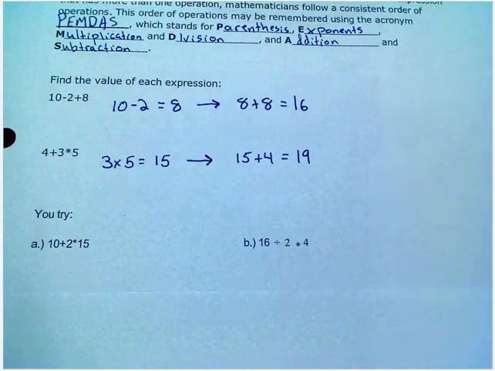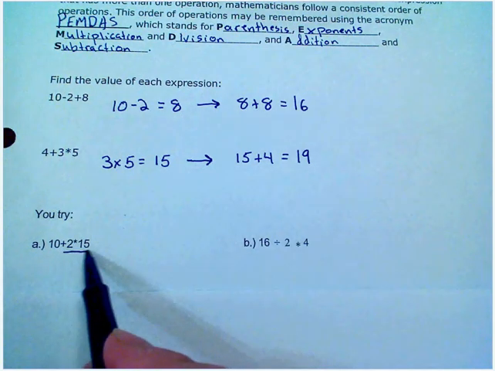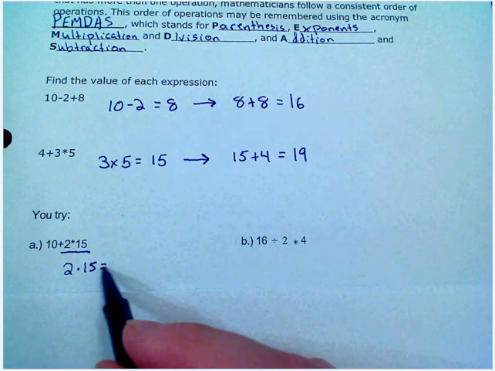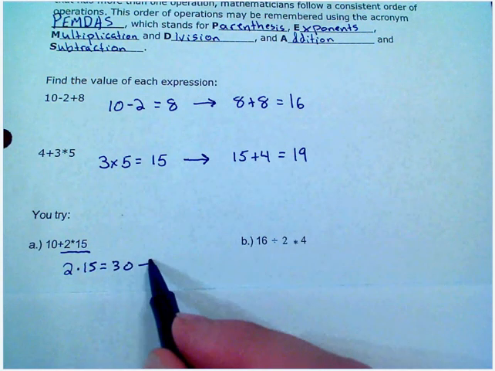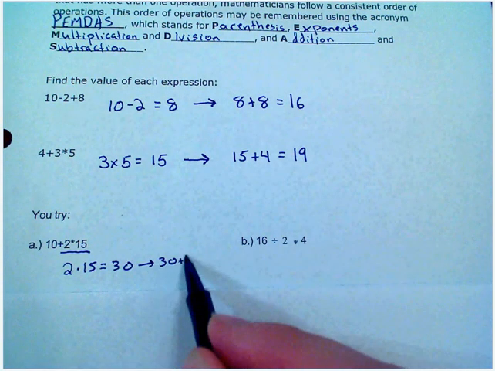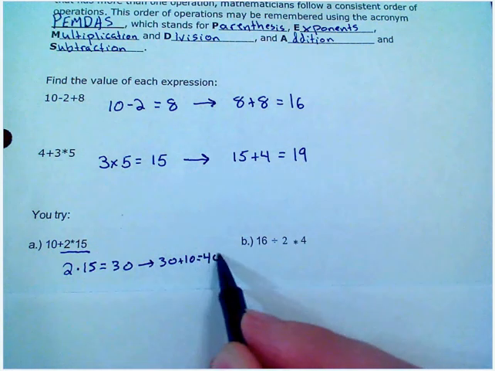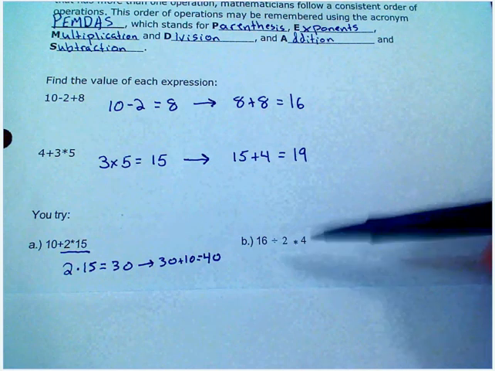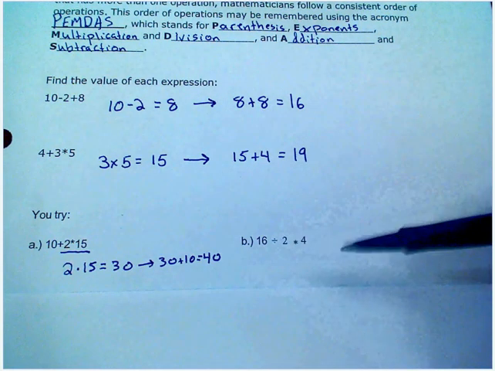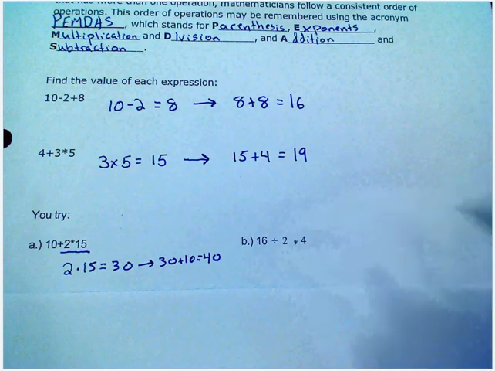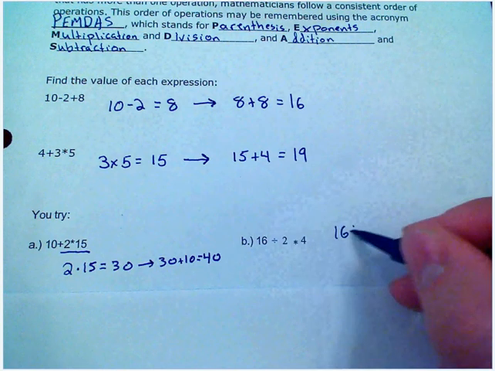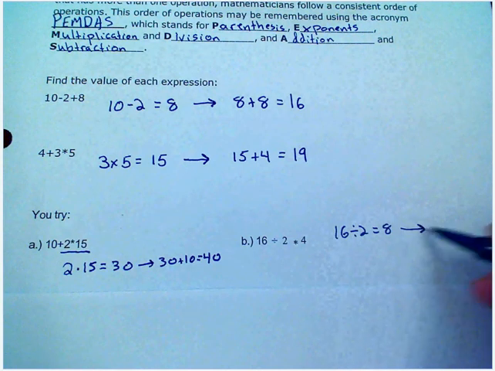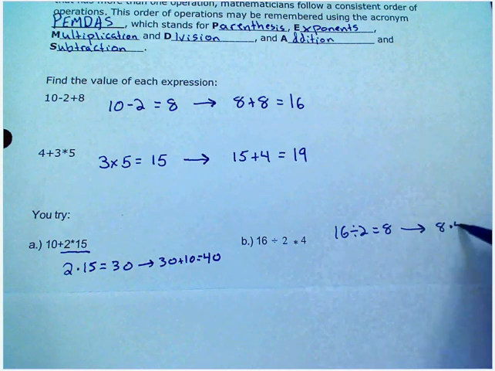Alright, for the you-try problem, for the first one, we start with our multiplication, which is 2 times 15, which is 30. And we go 30 plus 10 equals 40. On our second one, we have a division and a multiplication problem. So once again, we go from the left to the right. 16 divided by 2, which equals 8. And then 8 times 4, which equals 32.